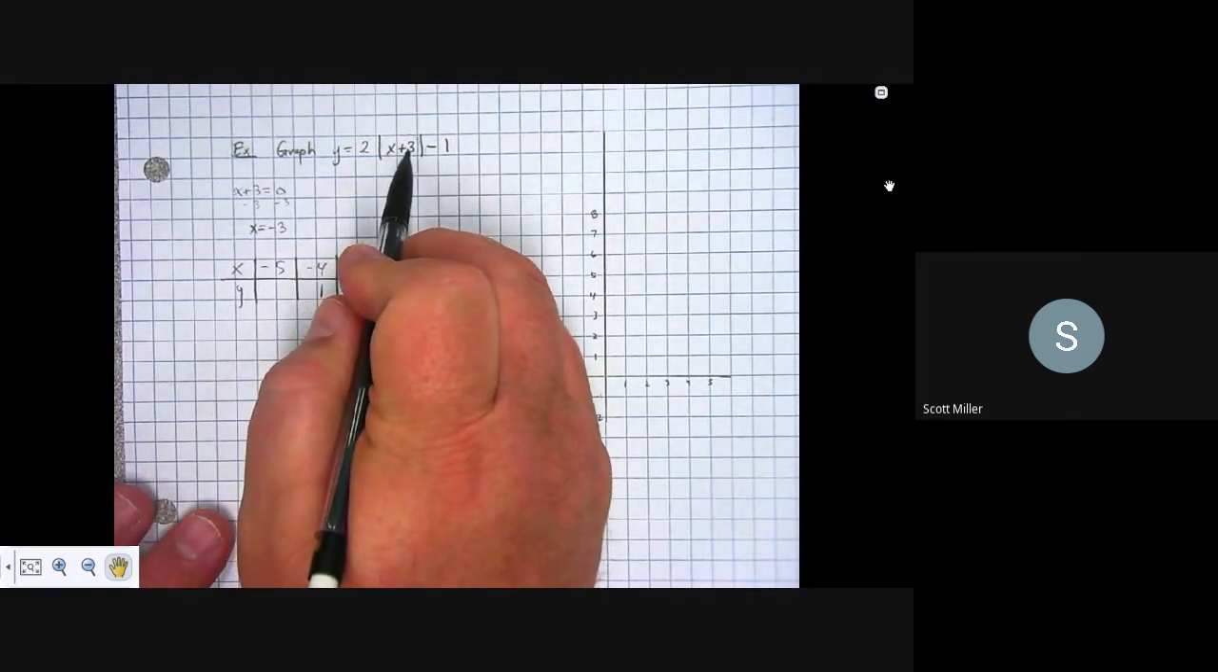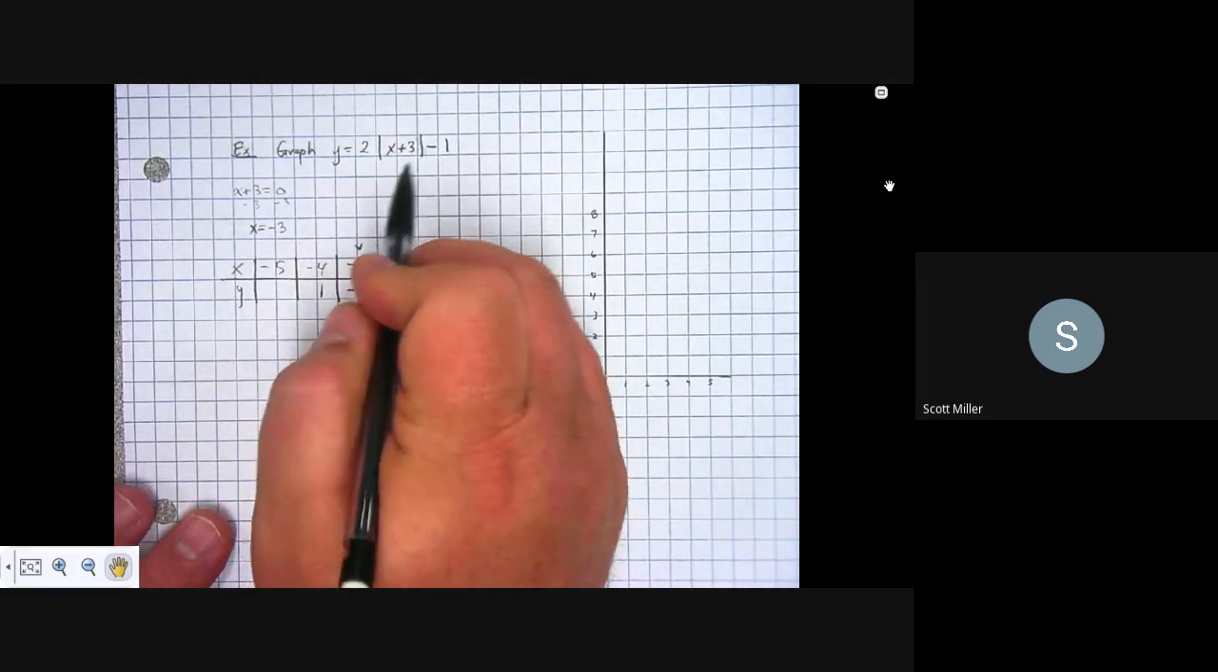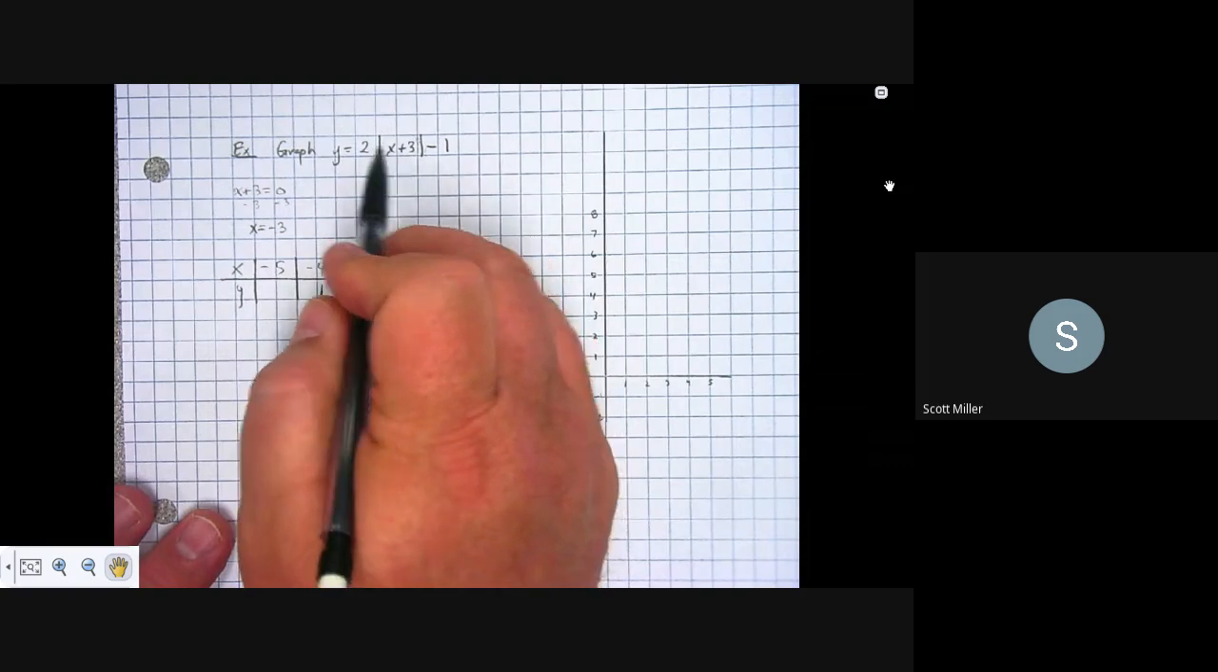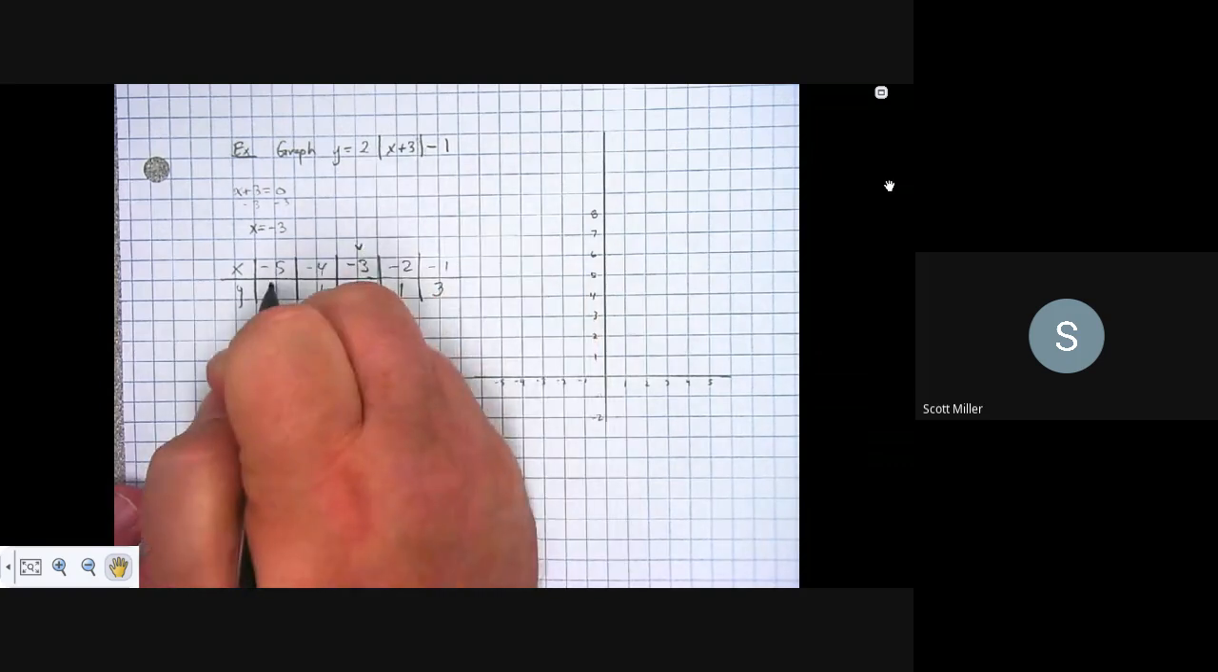-5 plus 3 is -2. The absolute value makes that a +2. 2 times 2 is 4. Minus 1 is 3.